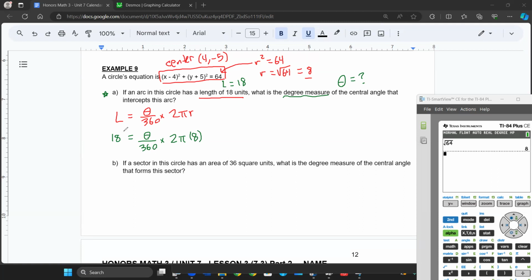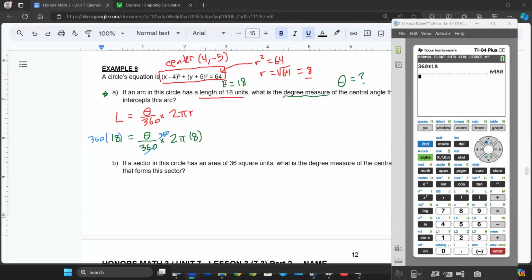So let's do that. 360 times 18. And then the 360 here, I'll just squeeze that there, and we're just going to cancel those out. And that's going to give you 6480. So let's rewrite that. We have 6480, and that's going to be set equal to our theta multiplied by 2 pi 8. And now we can cancel out the 2 pi 8.